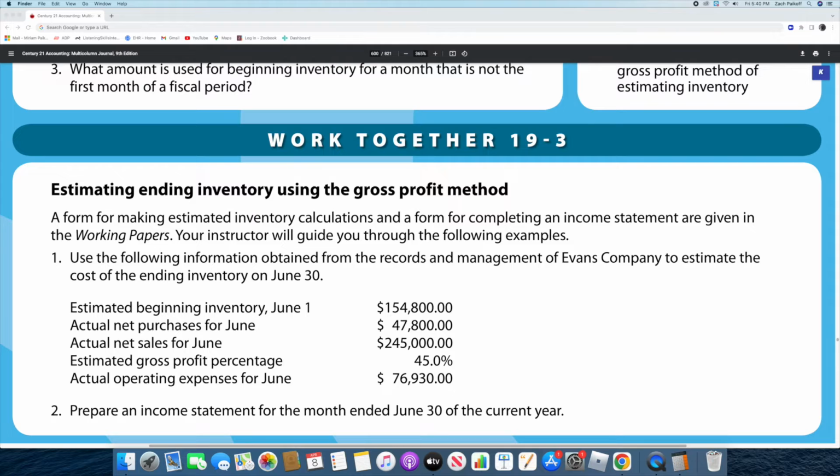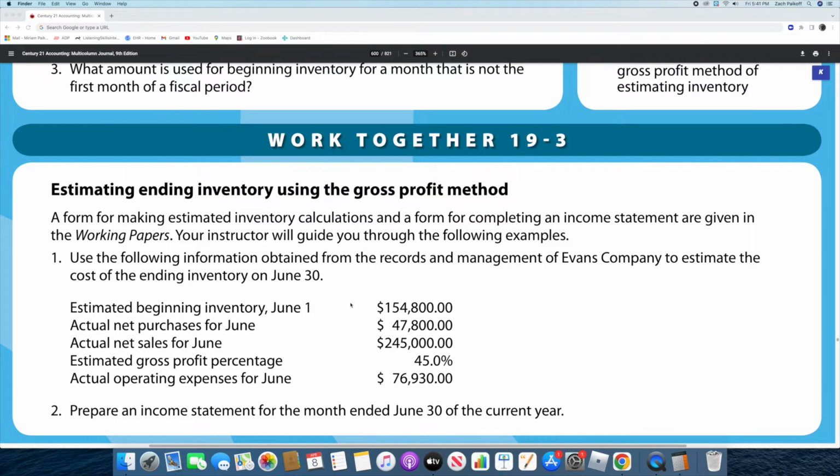the gross profit method. So the instructions say a form for making estimated inventory calculations and a form for completing an income statement are given in the working papers. Your instructor will guide you through the following examples. Number 1. Use the following information obtained from the records and management of Evans Company to estimate the cost of the ending inventory on June 30th.